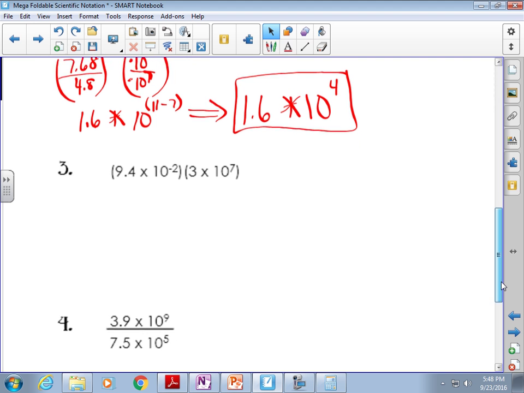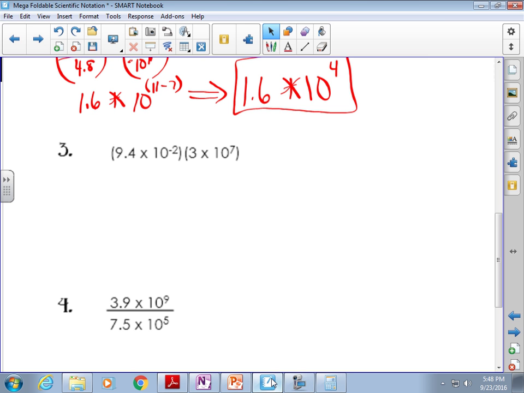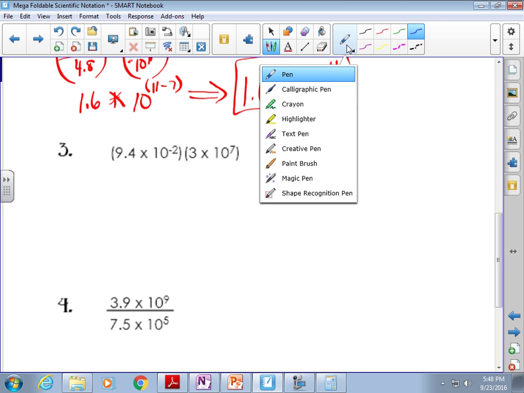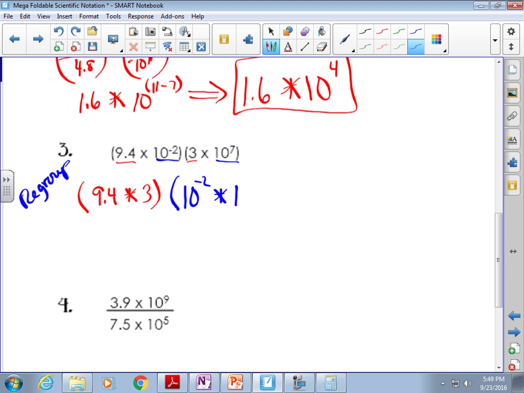Let's look at our last two. I'm going to regroup, so I got 9.4 and 3. Let me stick with my colors. And then I have 10 to the negative second power and 10 to the 7th power. So step 1 is regroup. So let's do that. And group over here is 9.4 times 3. And then I have 10 to the negative second power times 10 to the 7th.